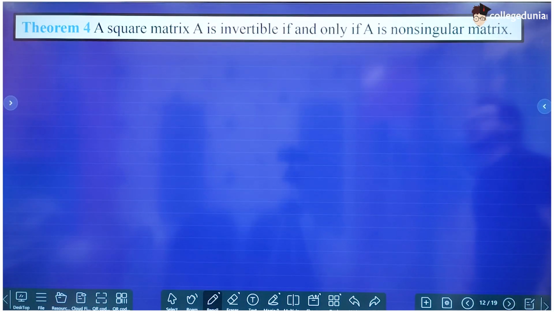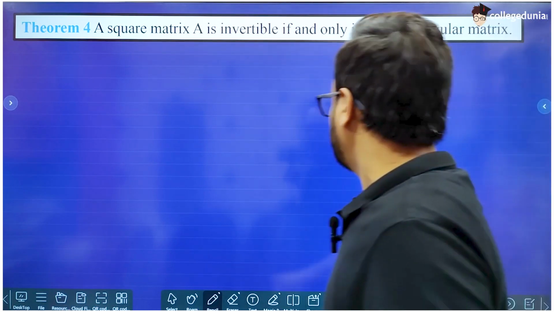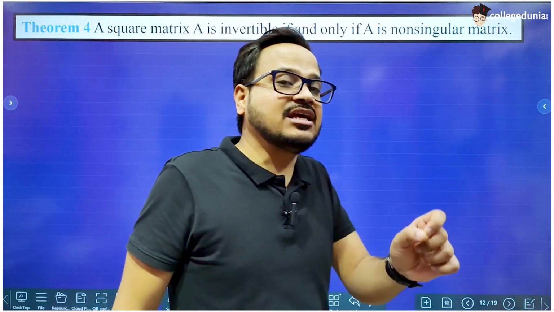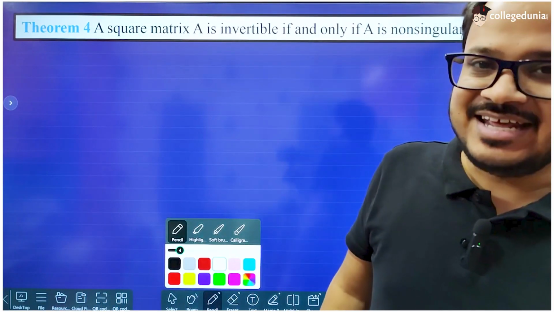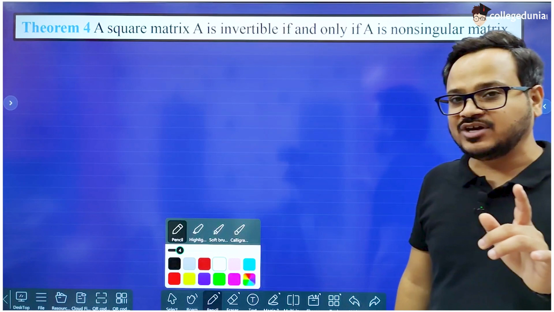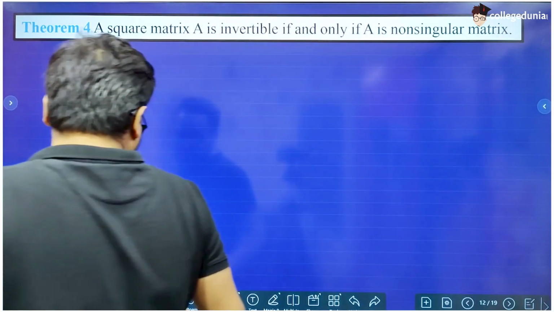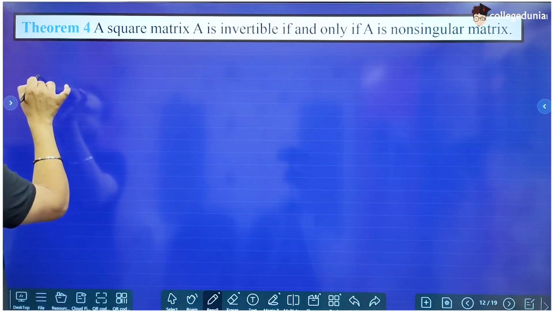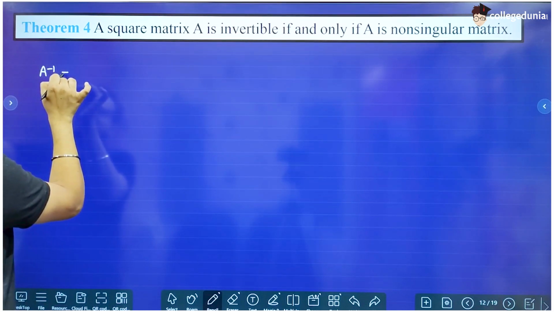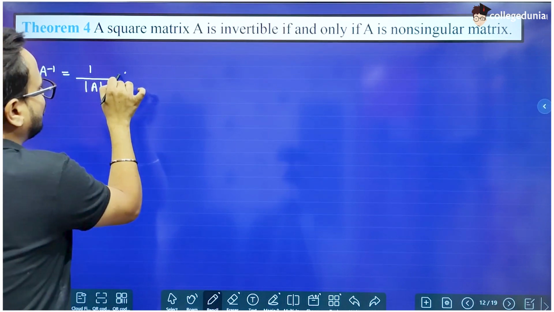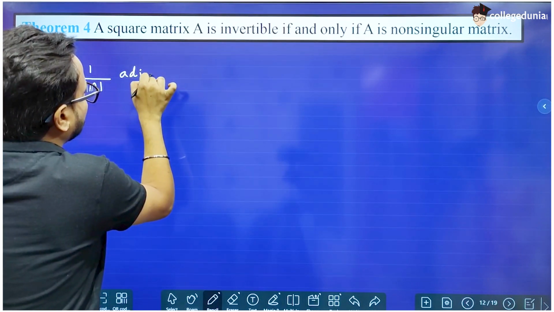Theorem 4. A square matrix A is invertible if and only if A is non-singular. You can only find the inverse of a matrix if it is non-singular. In case of a singular matrix, that is if the determinant value of the matrix is 0, you cannot find its inverse, because inverse is simply 1 upon determinant value of A into adjoint A.